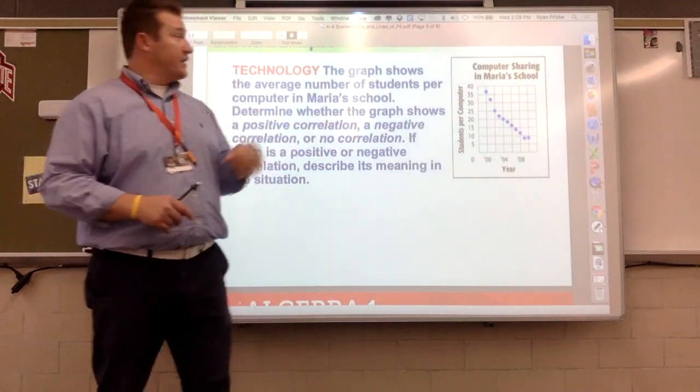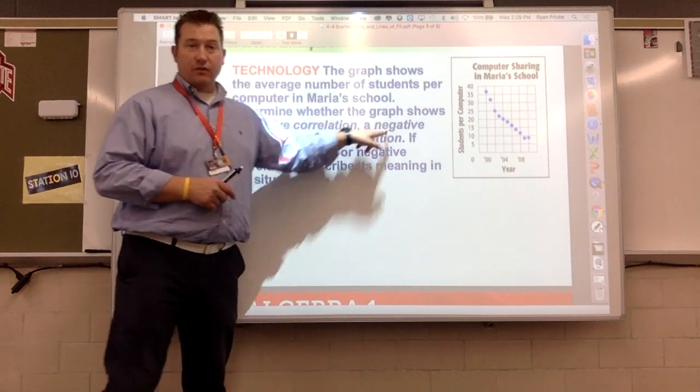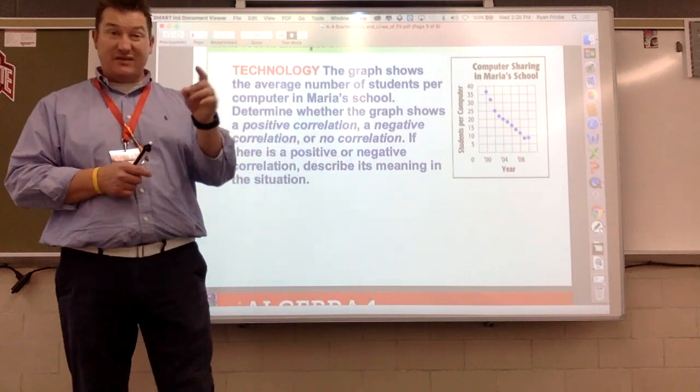On this one, I would say they're mostly going downhill. Downhill means negative, so I would say negative correlation or negative association here.